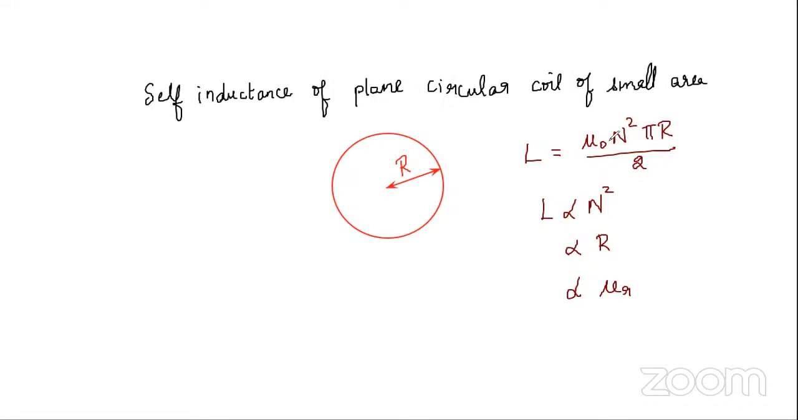When the circular coil is placed in air medium or vacuum, I can use this. But when it is placed in any medium of relative permeability, then you will have the proportionality relation: L is proportional to mu r. These are the equations for the plain circular coil. And we shall keep it this much for this session.